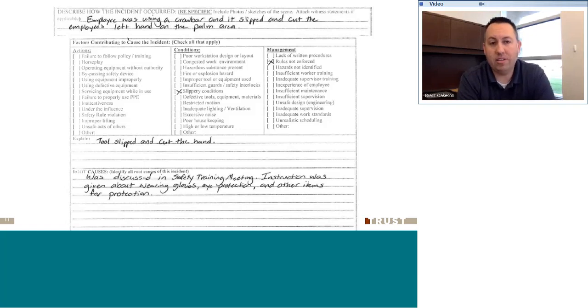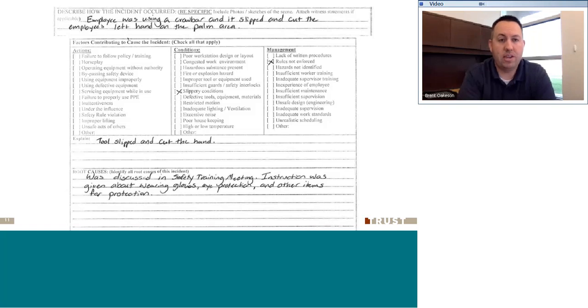Maybe we could look at the management factor where they had rules not enforced. We could ask why. Well, why were the rules not enforced? Is there lack of training? Is there lack of enforcement? Slippery conditions, what were they like? How was it in the work area? There's a lot of other questions we could ask to get to a root cause why, but this didn't actually identify the root cause in this scenario here.